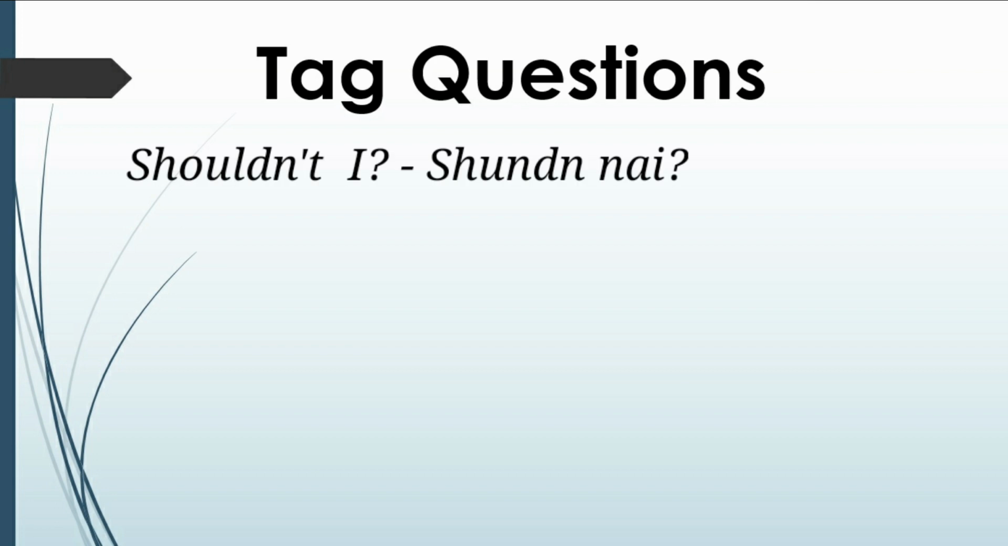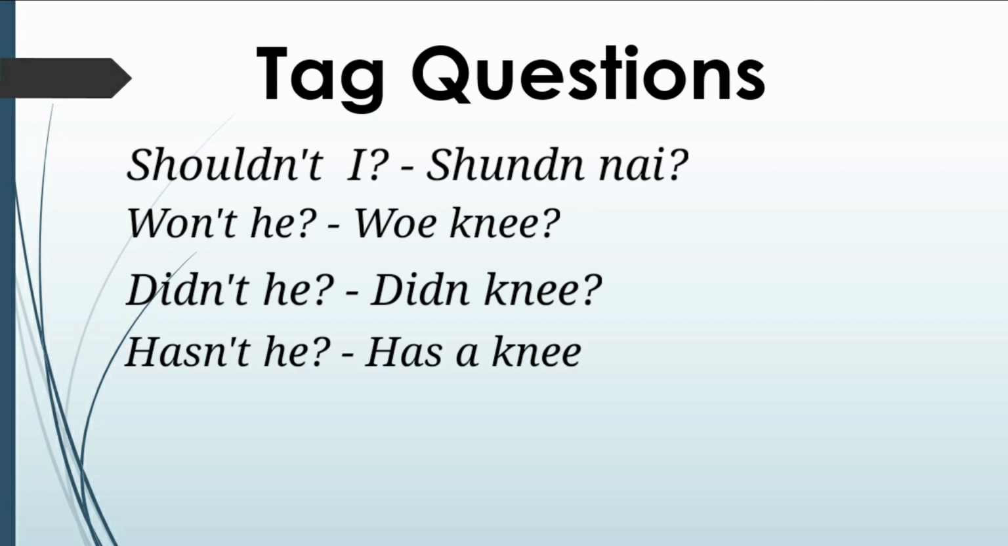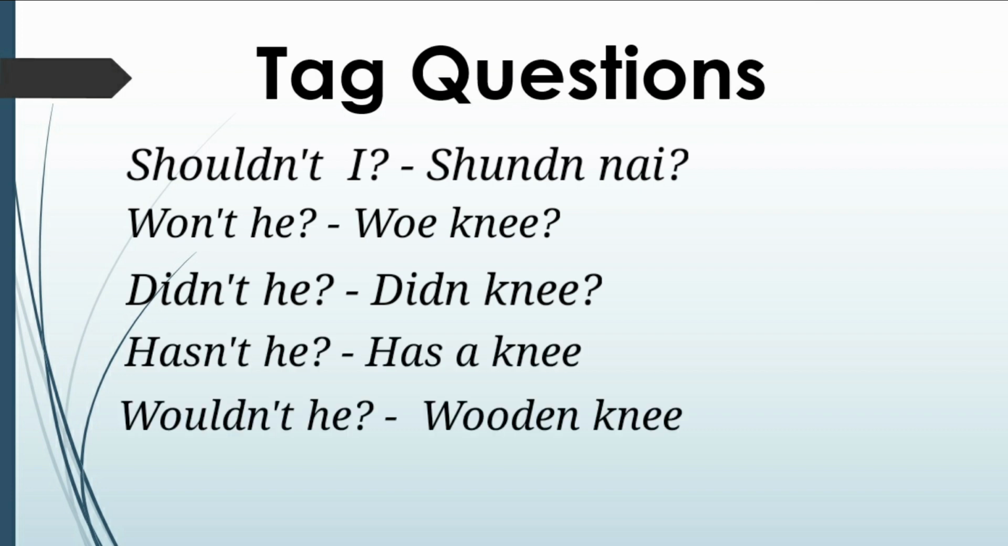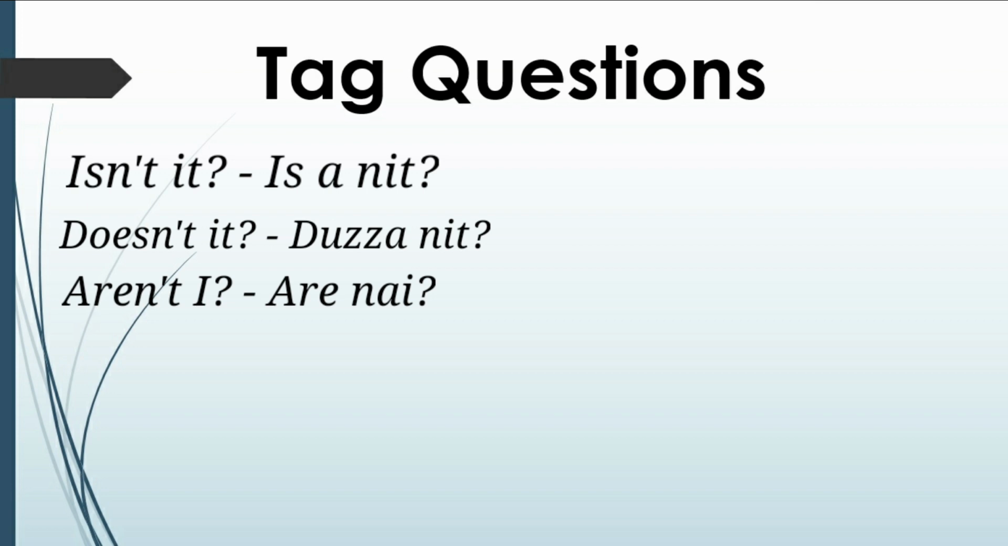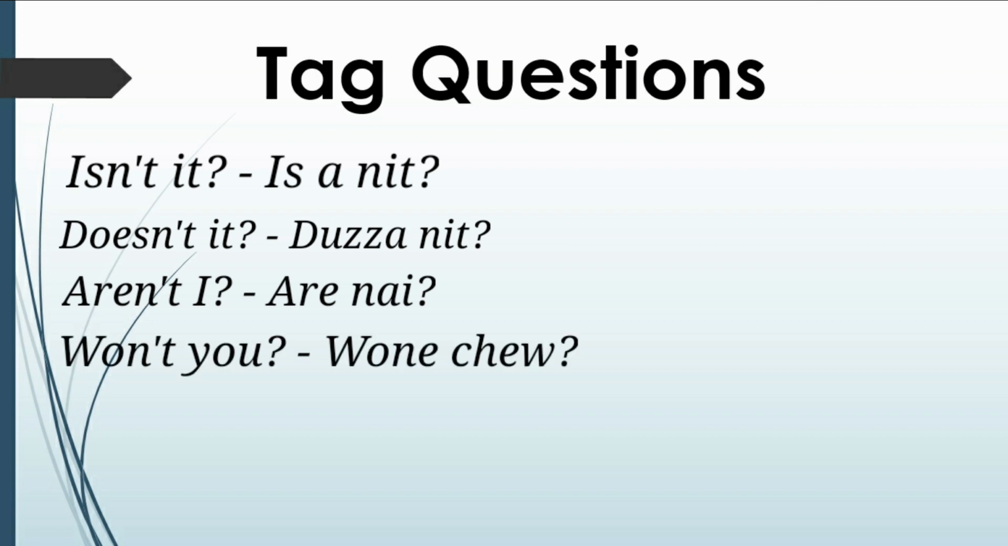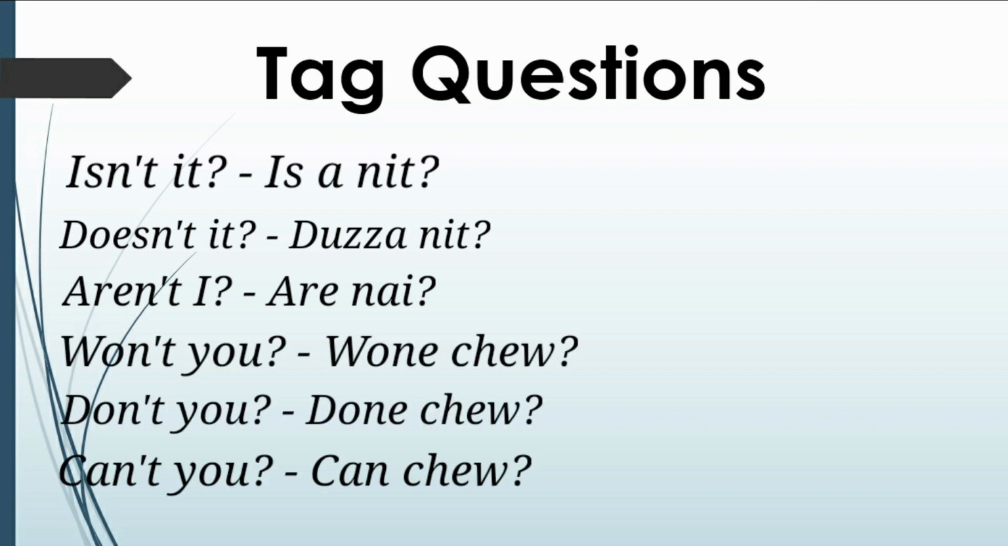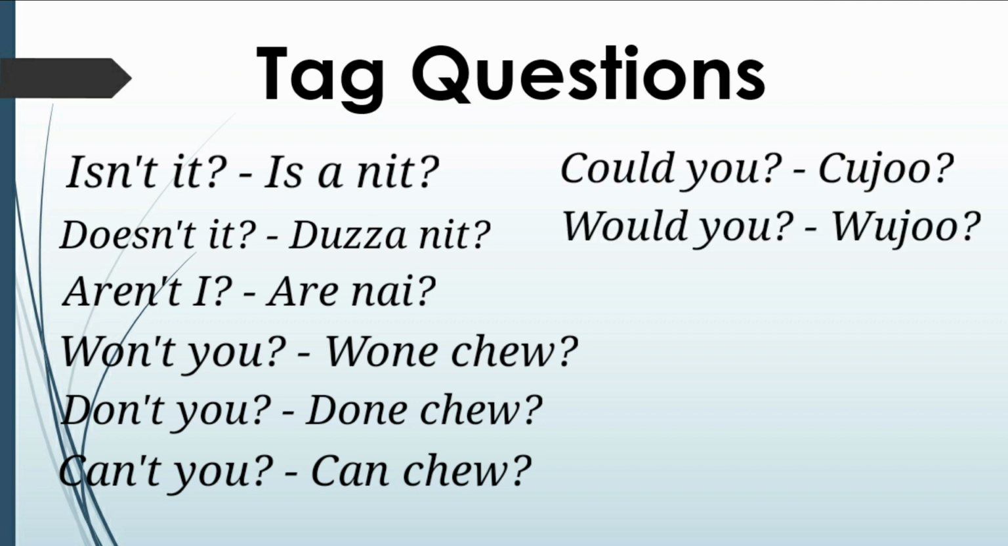Shouldn't I? Won't he? Didn't he? Hasn't he? Wouldn't he? Isn't he? Isn't it? Doesn't it? Aren't I? Won't you? Don't you? Can't you? Could you? Would you?